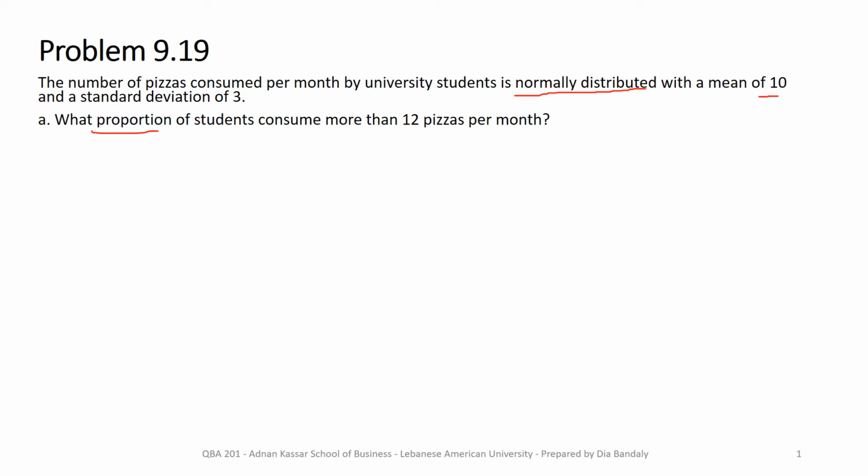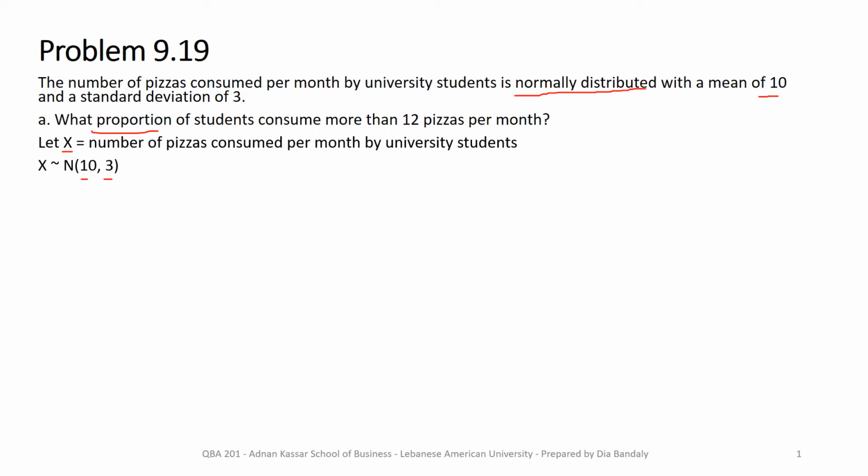So what's our variable here? Our variable is X, which is the number of pizzas consumed by a university student per month. It's very important to always define your variables. So what do we know about that variable? We are given that it follows a normal distribution, and we're lucky enough to have the parameters of this distribution, 10 and 3.